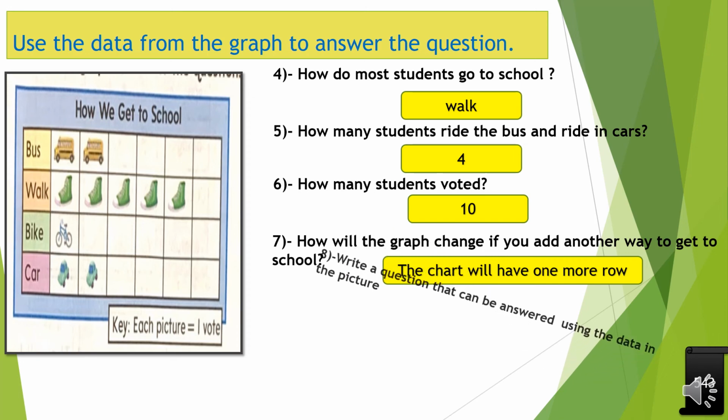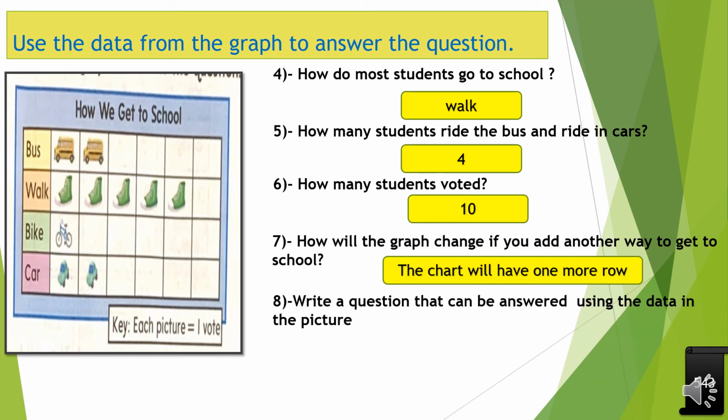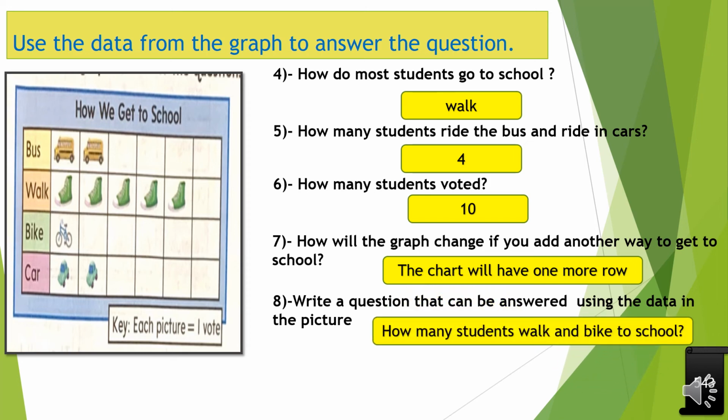Question number 8. Write a question that can be answered using the data in the picture. You need here to ask a question whose answer is in this chart. For example, how many students walk and bike? So I can answer this question using the chart to count the total number of students who walk and bike to school.